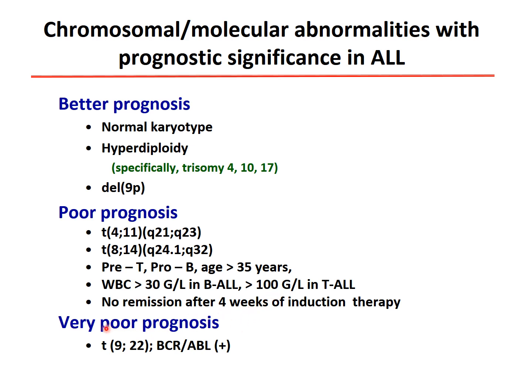And if you remember, very poor prognosis is when the patient carries the Philadelphia chromosome, that's enough. All right, so please remember, the Philadelphia chromosome is not only a marker for CML, but the Philadelphia chromosome can occur in acute lymphoid leukemia. In that case, that's very bad because the prognosis is very poor.